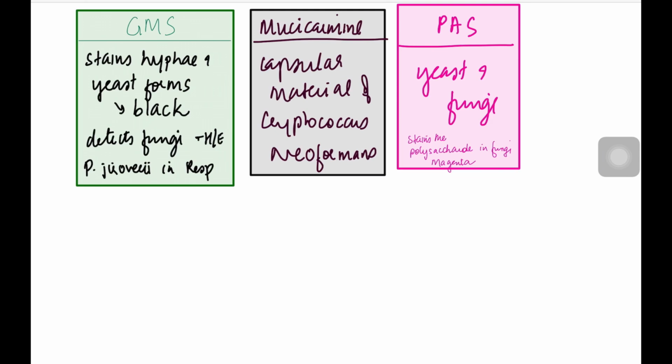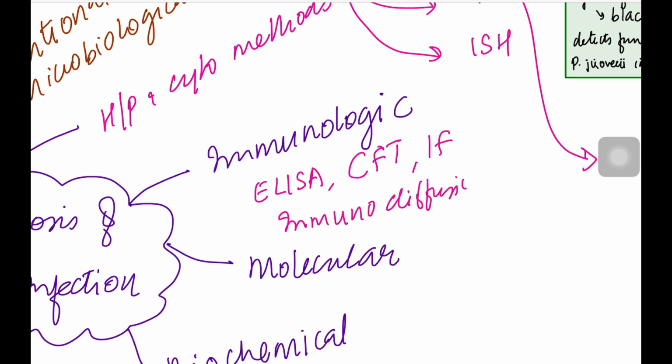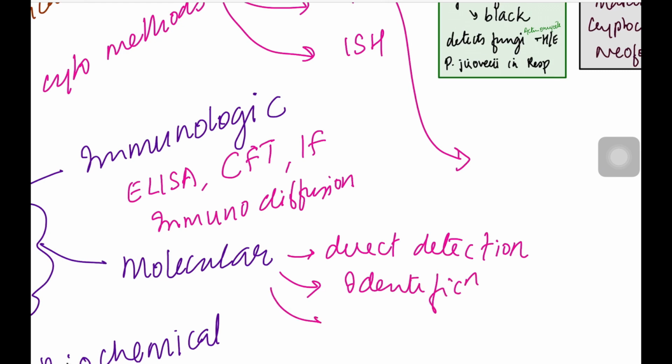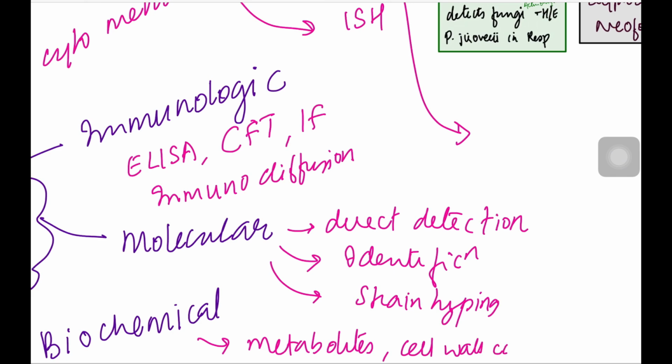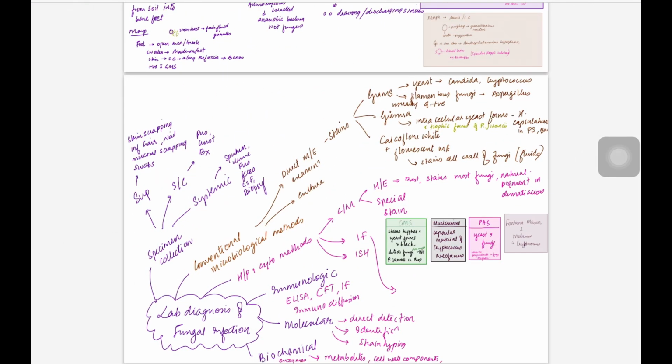Then you can also use direct immunofluorescence and in situ hybridization. PAS will stain the polysaccharide in fungi and give a magenta color. You can also use immunological or serological methods, like determination of antibody or antigen titers in serum for the diagnosis of fungal infection. We can use ELISA, complement fixation test, immunofluorescence, immunodiffusion. So these are different immunological tests. There are molecular methods like direct detection and identification by PCR. Then last there is a biochemical method that will detect the fungal metabolites, cell wall components, and enzymes. So these are the different lab diagnosis tests we can do.